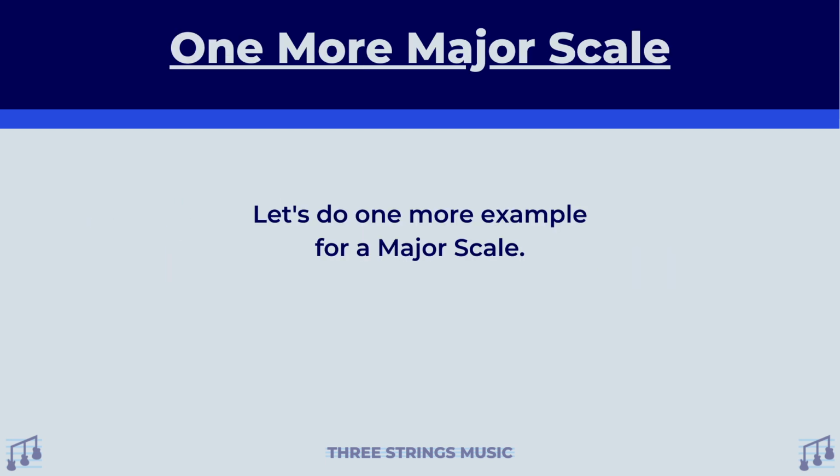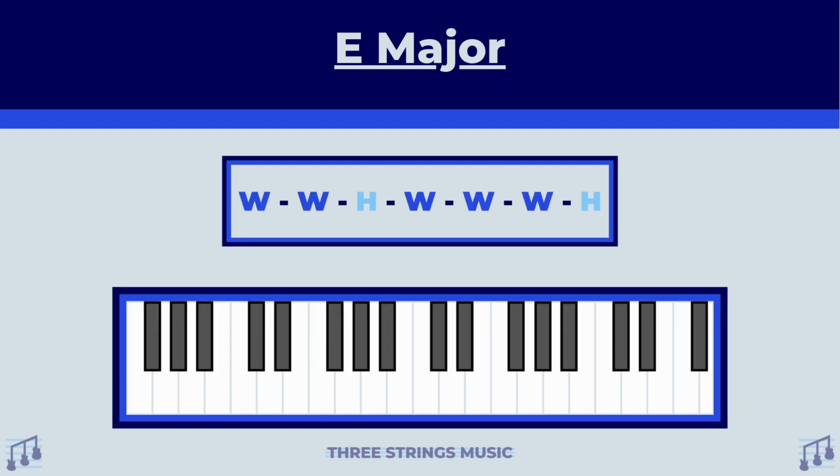Cool. So let's take a crack at one more major scale. This time, let's use E major. Alright, so our first note of the scale is going to be E. To make the first whole step in the scale, we skip over that white key, F, and then we get to F sharp. The next whole step has us skipping over the white key, G, to get to the next black key, G sharp.